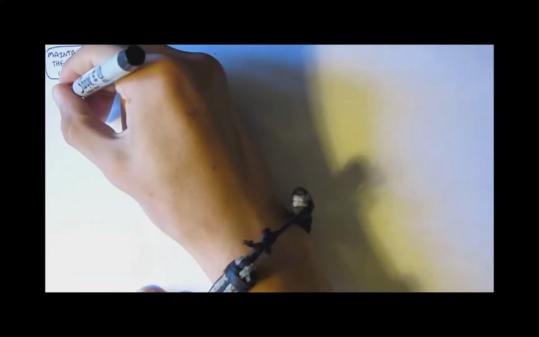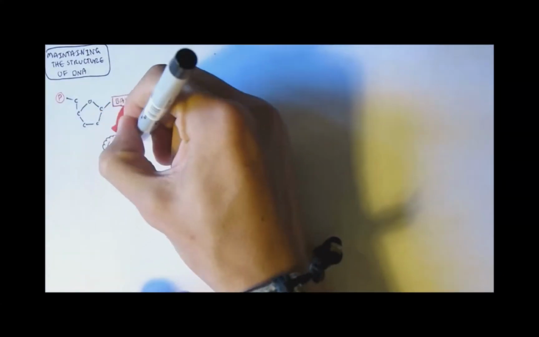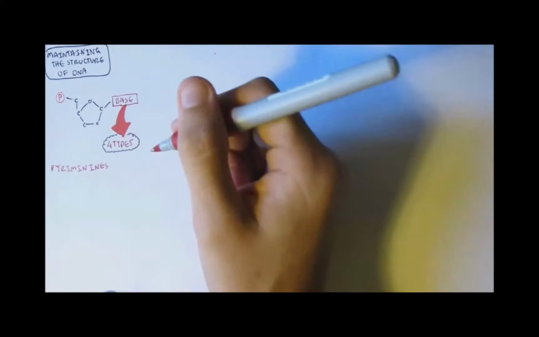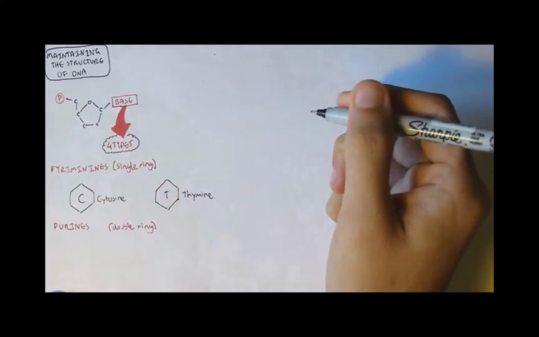It consists of a 5-carbon ring sugar and also a phosphate group. And on the other side is a base. Now it is important to remember that there are 4 types of bases in DNA and can be divided into 2 groups. Group number 1 are the pyrimidines, which are the single ring bases. And there's also the purines, which are the double ring bases. Pyrimidines consist of C for cytosine and T for thymine, and the purines consist of A for adenine and G for guanine.